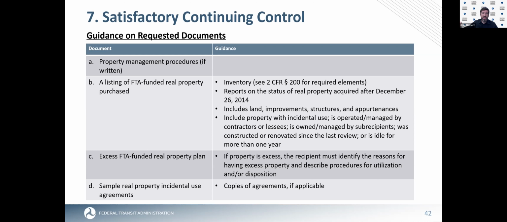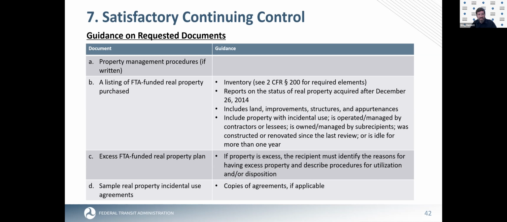In general, this FTA real property listing is going to include land, any improvements or structures on that land, and appurtenances, which is just kind of a fancy way of saying anything that is affixed to a structure. The listing of FTA funded real property is also going to identify any property that has an incidental use. Also, if you have any property that's operated or managed by a contractor or a lessee, you would identify that. Anything that is owned or managed by a sub-recipient or was constructed or renovated since your last review. Also, we can see if you've had any facilities that have been idle for more than 1 year, that would also be identified on your real property listing.